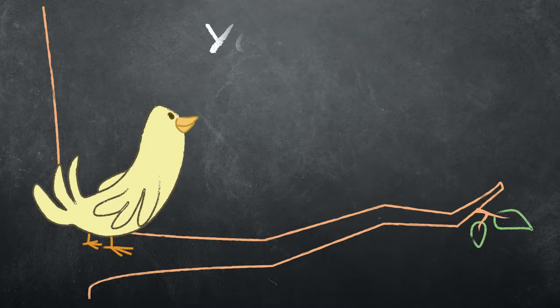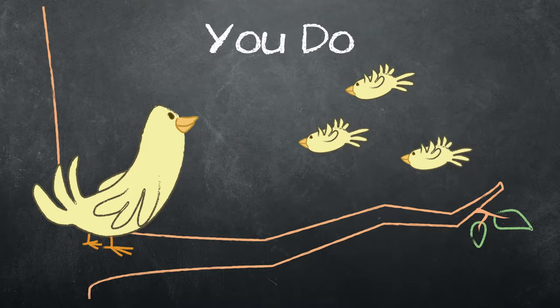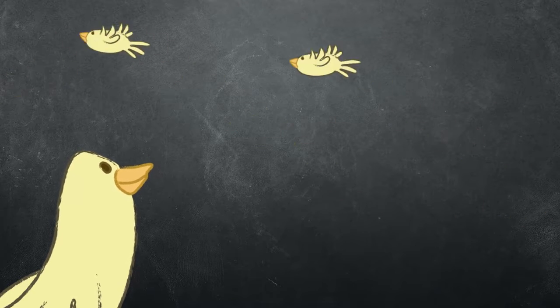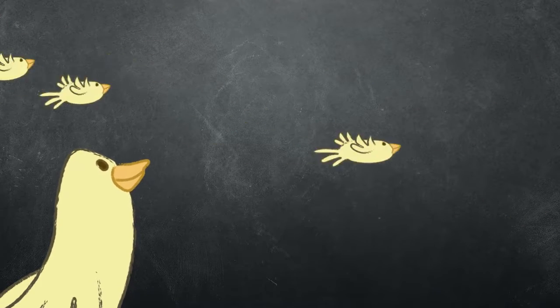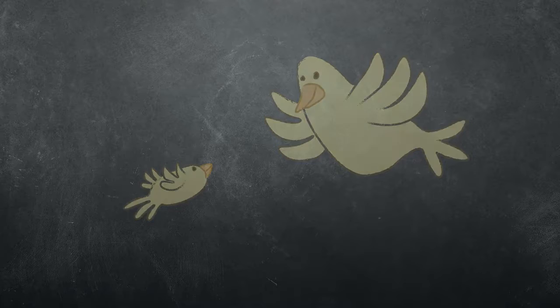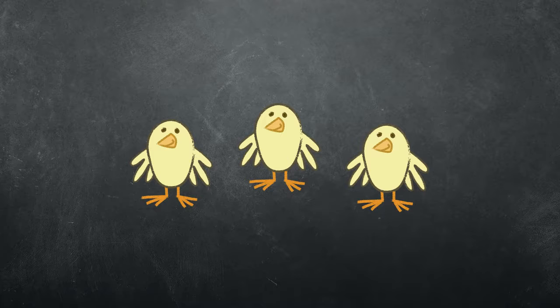The third step is you do. The students practice the skill on their own. During this part, the teacher observes the students to see if they have learned the skill correctly and to guide those who need help. This method is a very effective way to help students gradually build confidence as they learn and practice a new skill.